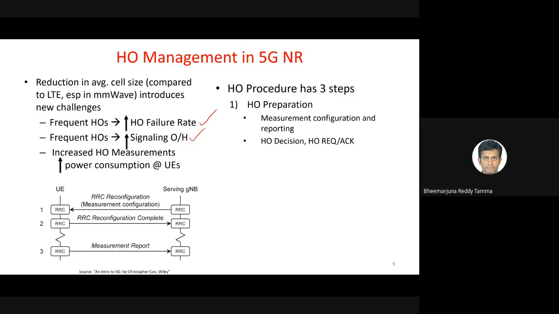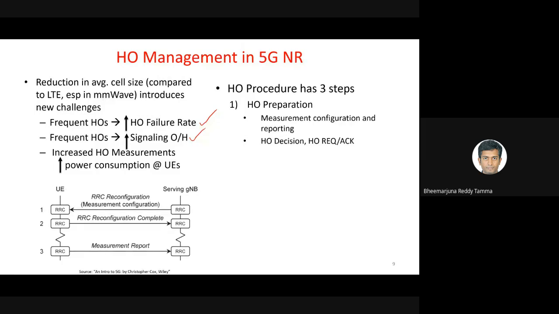When it comes to addressing handovers, we have something called the handover procedure, which has three main steps in LTE and 5G NR. The first step is handover preparation. Preparation involves two main things. The first one is configuring the measurements at the user equipment, where you decide the frequency at which the user equipment has to monitor and the frequency at which it should report the measured values to the base station so that the base station can take the handover decision.